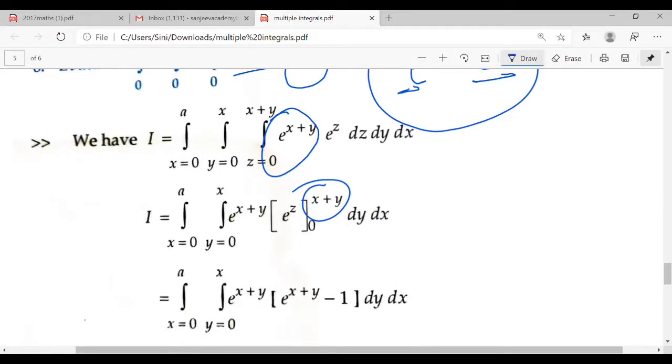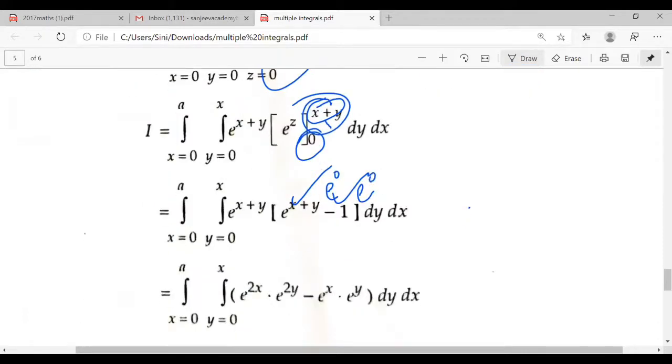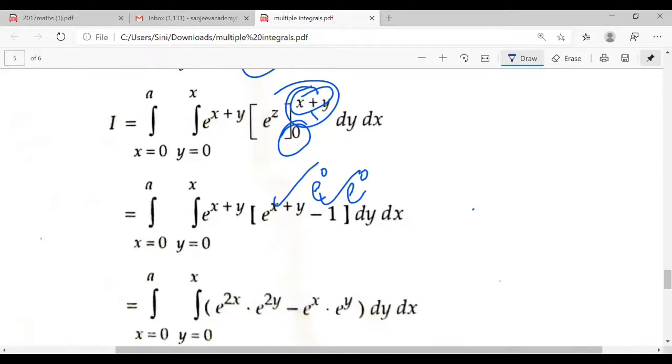Correct. And e power 0 is 1. That's how I'm getting here. This is 1. This is e power x plus y upper limit minus e power 0. This is e power 0, that is equal to 1. That's why I'm getting 1 here. Then multiply inside this bracket. Correct.